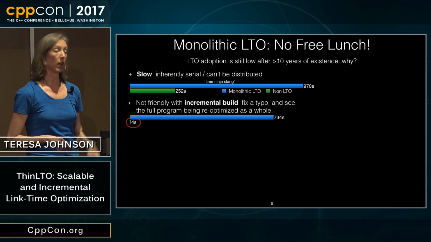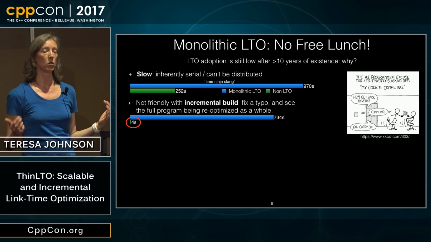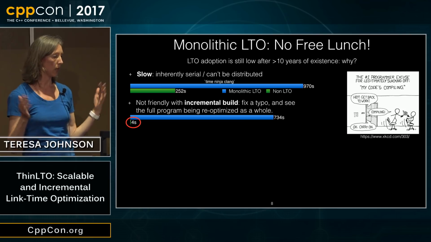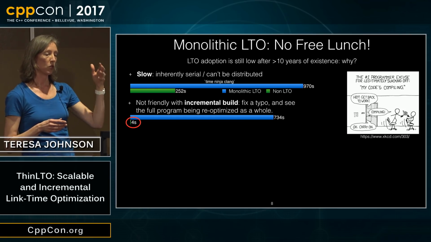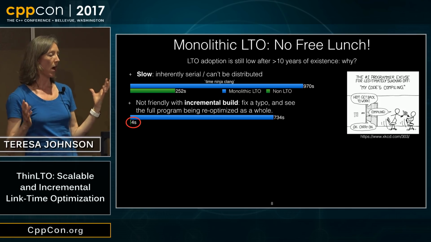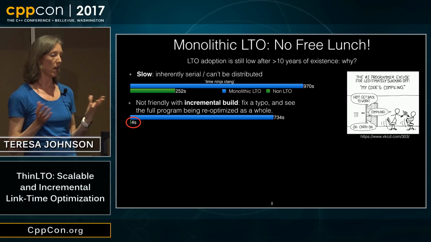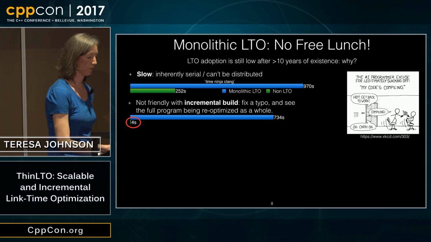And it's even worse for incremental builds. If you fix a typo in one source file, for a normal O2, you would just recompile that one file, relink, and you're done, it takes a few seconds. In LTO, you recompile it to IR, but then you have to perform the whole merged IR optimization part of your compile again, and that's really, really slow.